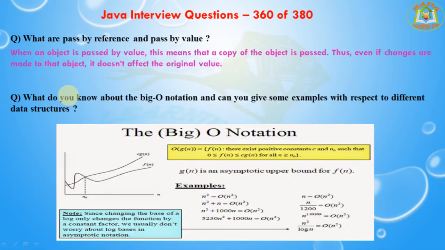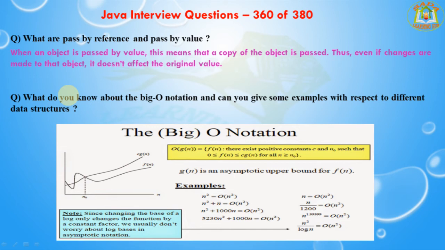The next question is, what are pass by reference and pass by value? When an object is passed by value, this means that a copy of the object is passed. Thus, even if changes are made to that object, it doesn't affect the original object, the original value. When an object is passed by reference, this means that the actual object is not passed, rather a reference of the object is passed. Thus, any changes made by an external method are also reflected in all the places.